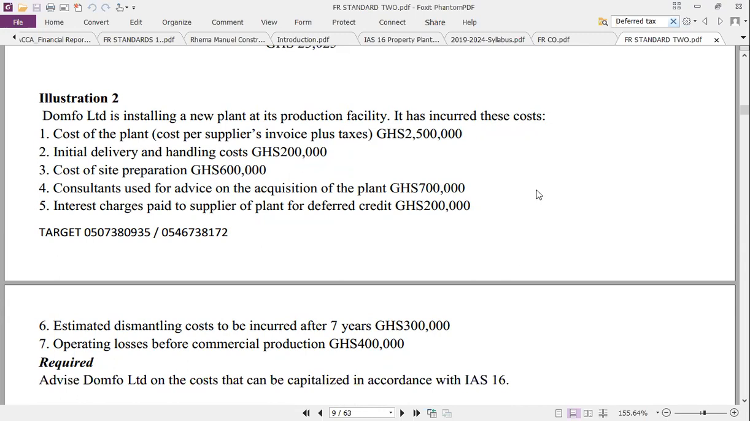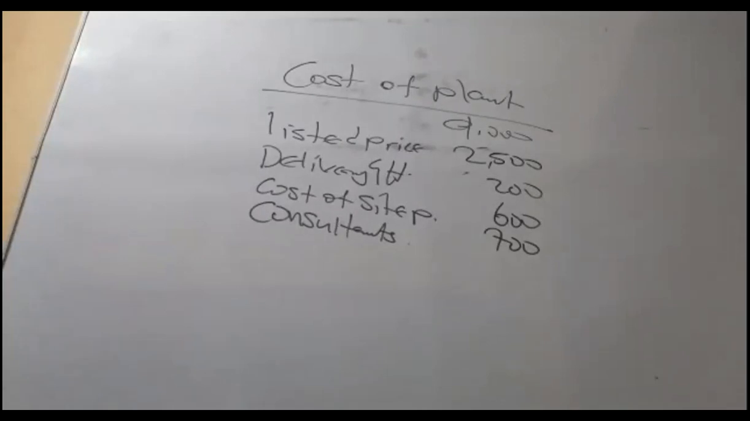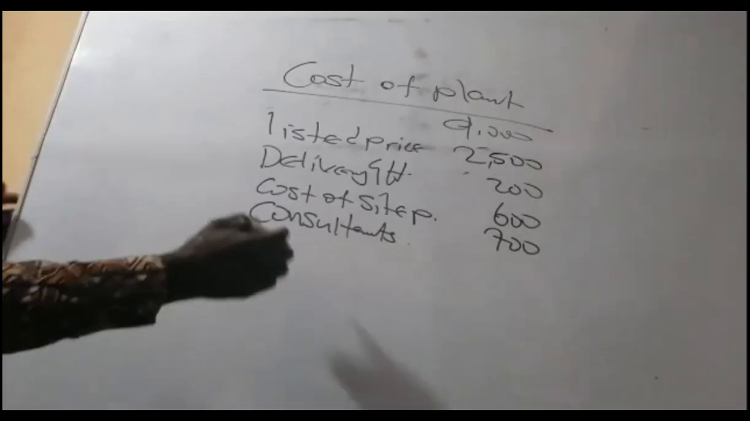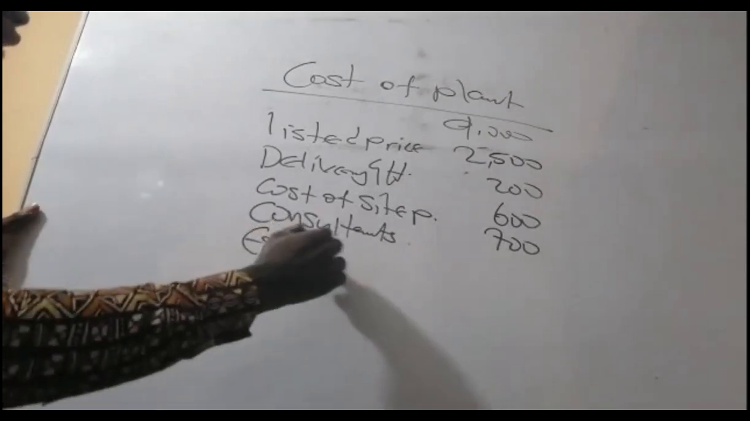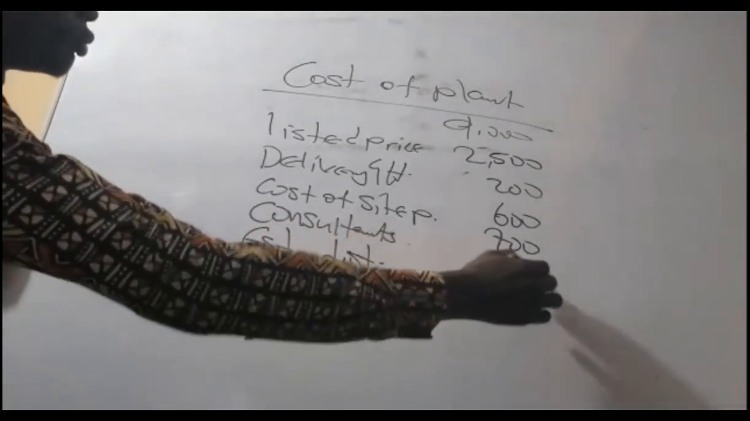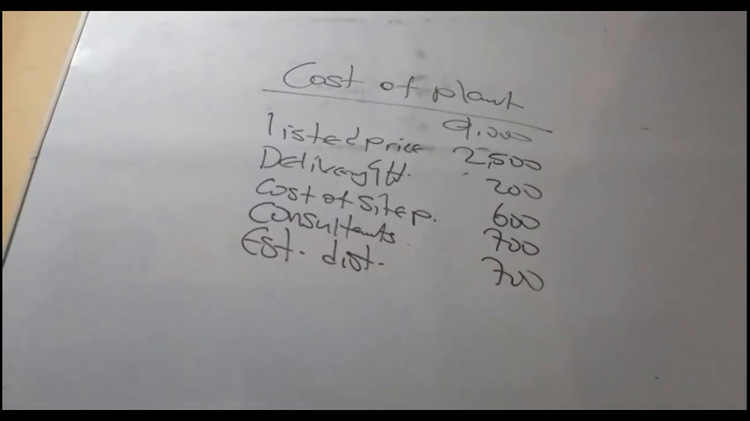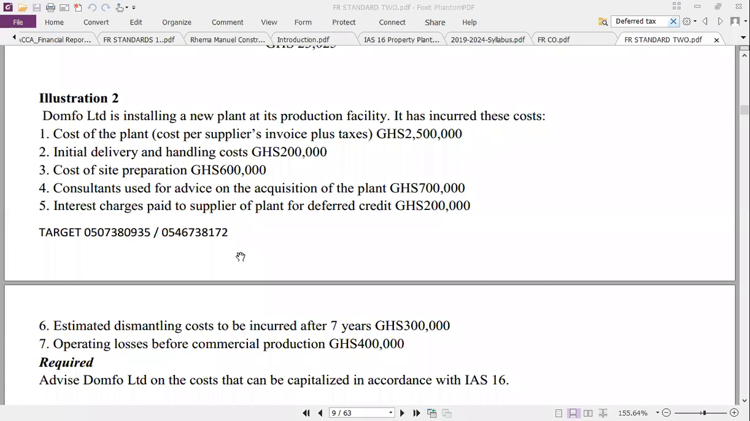Don't forget that we're supposed to discount the dismantle cost. In the initial video, the illustration that I cited had a cost of capital, so I discounted it. Here it's 300, not 700.